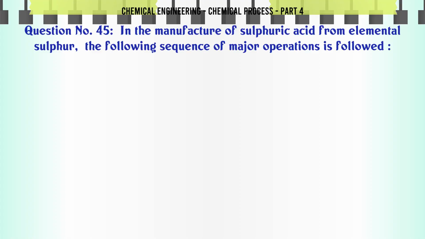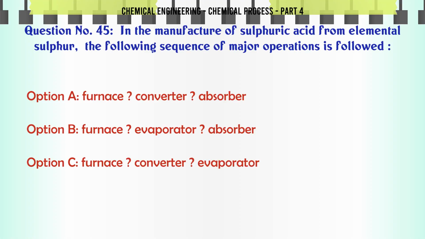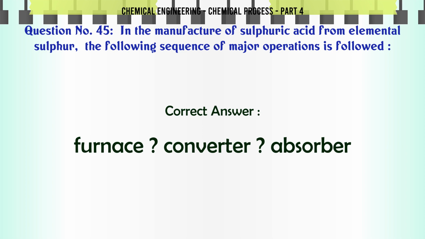In the manufacture of sulphuric acid from elemental sulfur, the following sequence of major operations is followed. A. Furnace, converter, absorber. B. Furnace, evaporator, absorber. C. Furnace, converter, evaporator. D. Converter, furnace, absorber. The correct answer is furnace, converter, absorber.